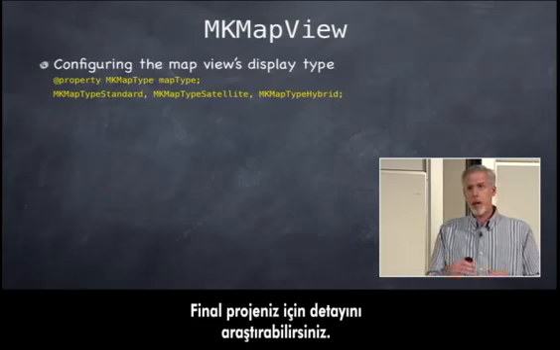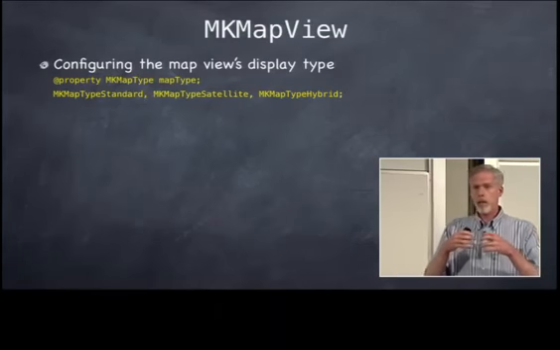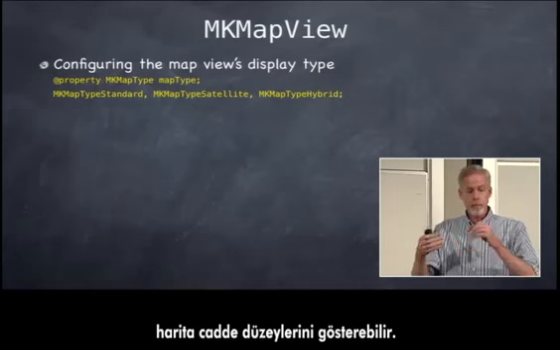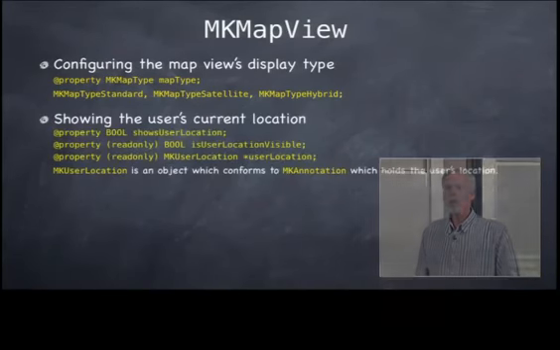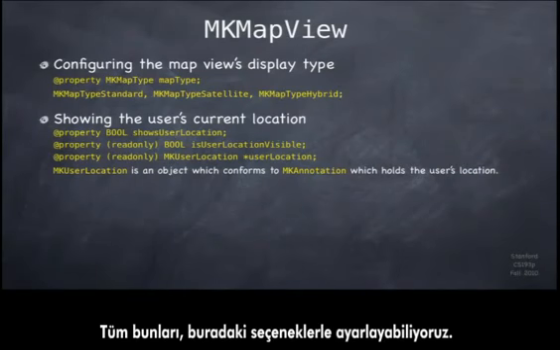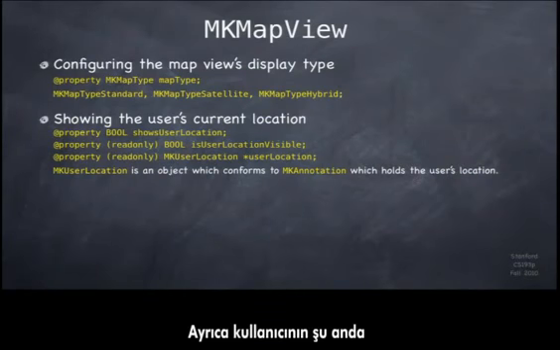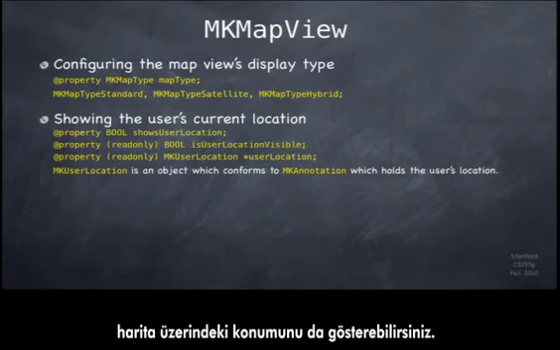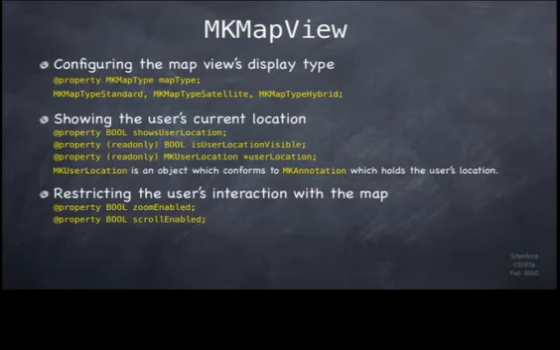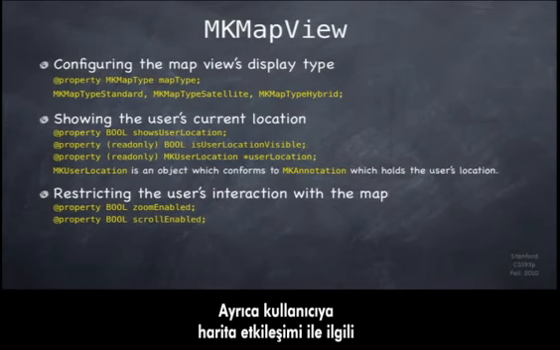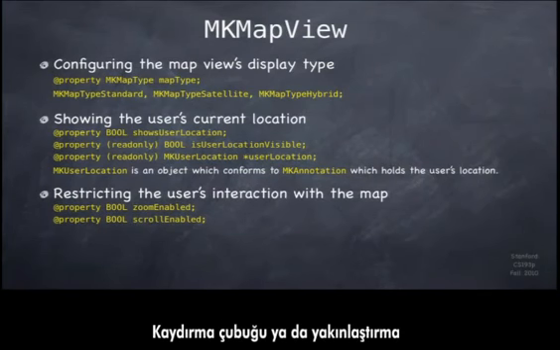The map can display street level, or it can display Google Earth imagery, or a hybrid of those two, and you set that with this property right here. You can also show the user's current location on the map. If you say showUserLocation yes, then you'll have, I think it might be purple, a pin that will show the current location as the user walks around. And you can also restrict the user's interaction with the map. You can keep them from scrolling or zooming, like if you just want to show a certain part of the Earth and you don't want them looking at other places.